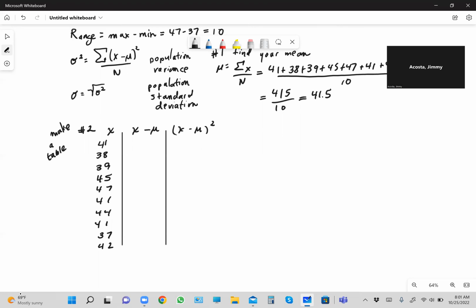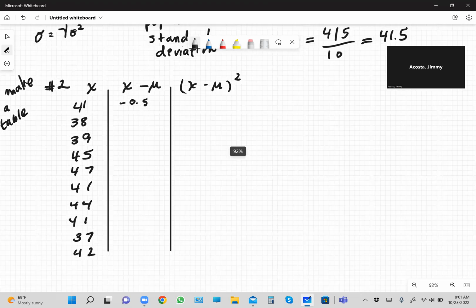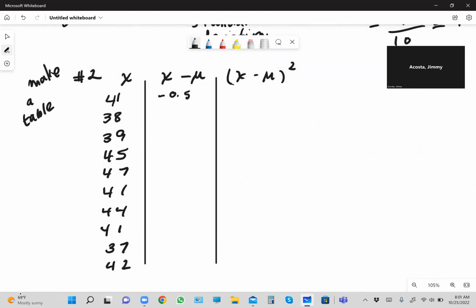So we have now the second column, 41 minus 41.5. Notice I put here negative 0.5. Then you have 38 minus, I'll zoom in here so everybody can see it. 38 minus 41.5, negative 3.5.